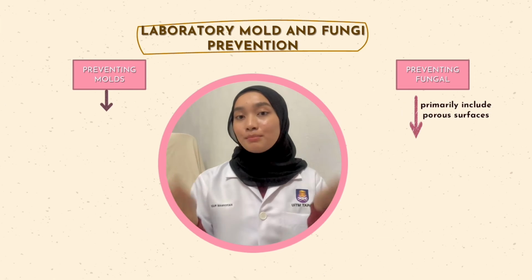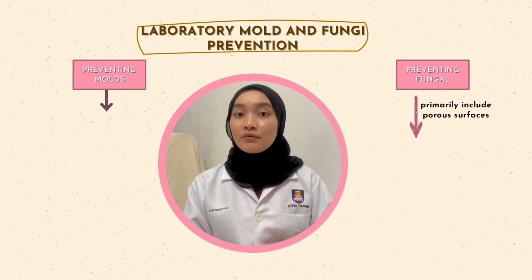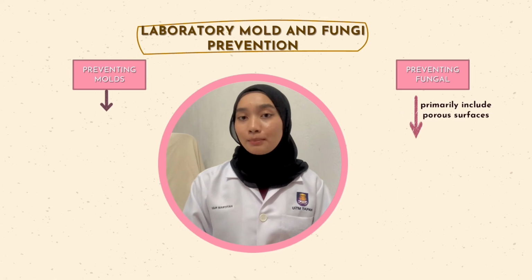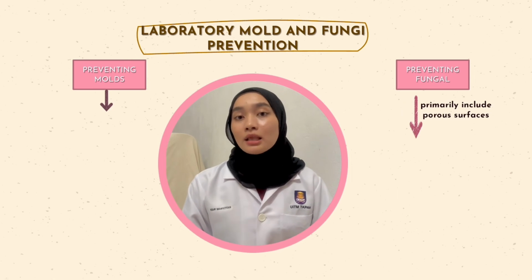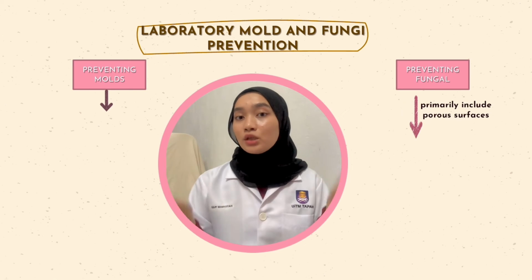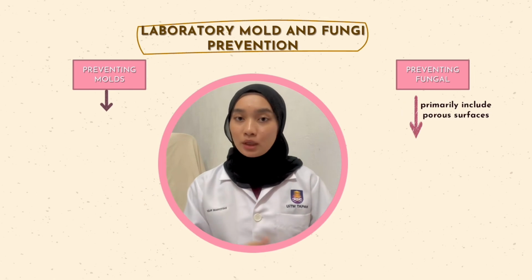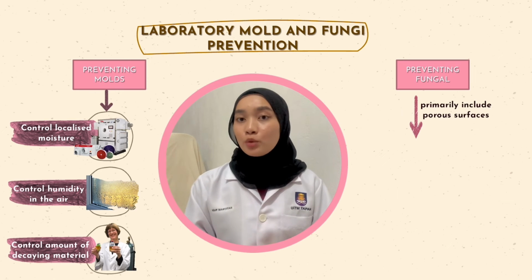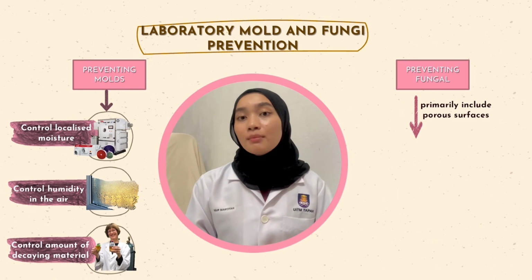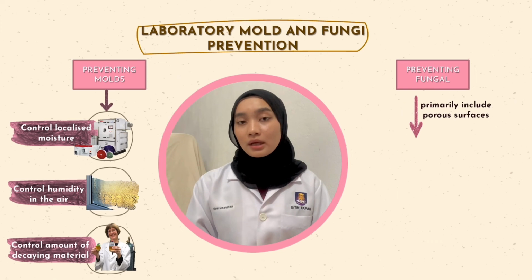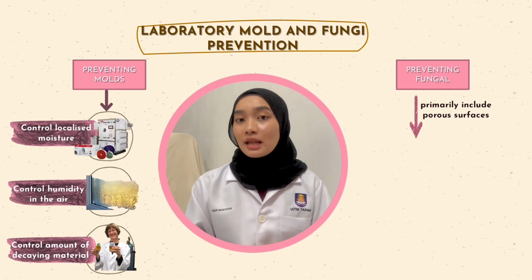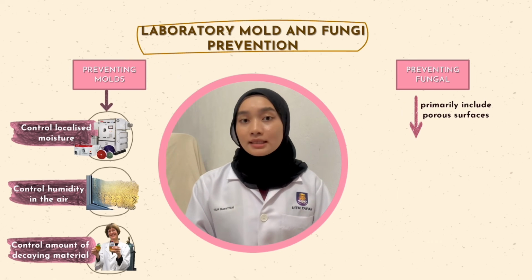So, what are the best ways to address the inevitability of being exposed to mold? According to the EPA and the CDC, the most straightforward way to reduce the impact of mold in a laboratory is to control localized moisture or dampness, humidity in the air, and the amount of dead or decaying material on surfaces. But this isn't possible for all lab equipment or parts because it's impossible to keep water and organic matter off all the surfaces.